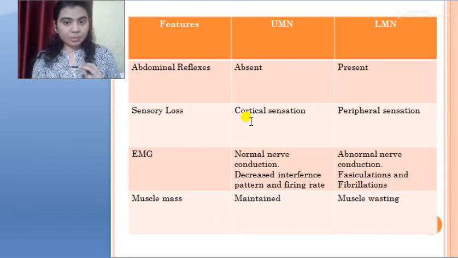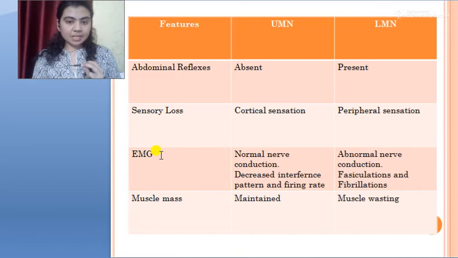So if I talk about a case of stroke, and if it is a right hemiplegia or right hemiparesis, then I will assess the right side of the body to see whether the sensations are present or absent, but I will not check according to the dermatomal pattern. That is the main difference.